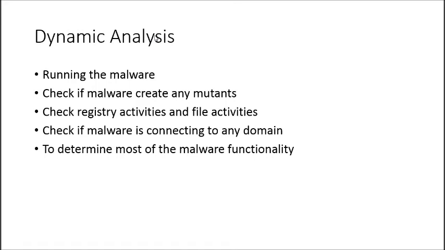And also, we will be using Regshot to take a snapshot of the registry entries of the current system before the execution of the malware, and then we will take another shot after the execution of the malware to see if there are any registry changes in the system. We will also be faking a network using Apache DNS. This is to check if the malware is connecting to any domain. By doing so, we will be able to run the command prompt to use a feature called netcat to see if any data is being transferred over the internet. The whole idea of the basic dynamic analysis is to determine most of the malware functionality.